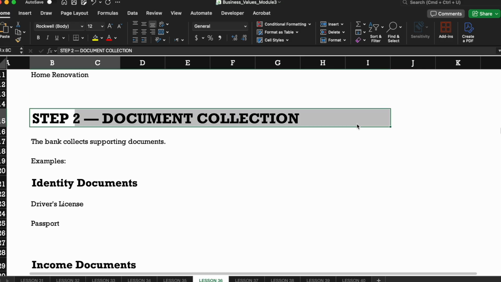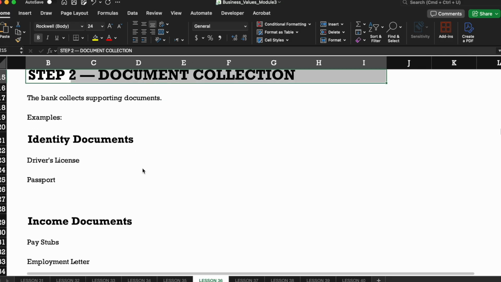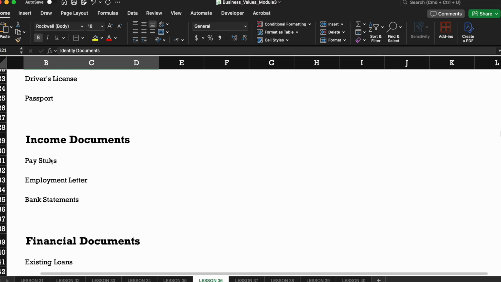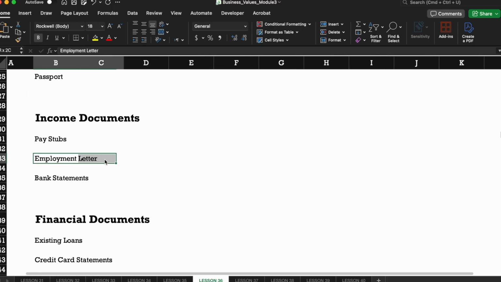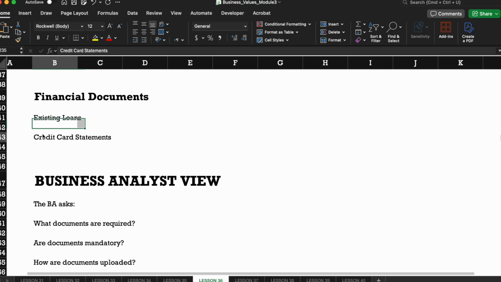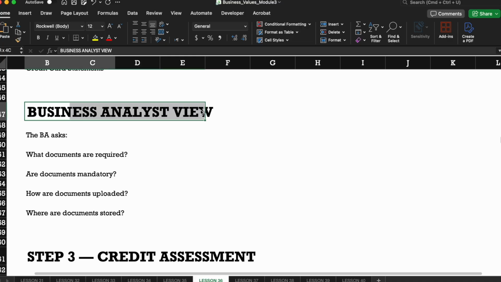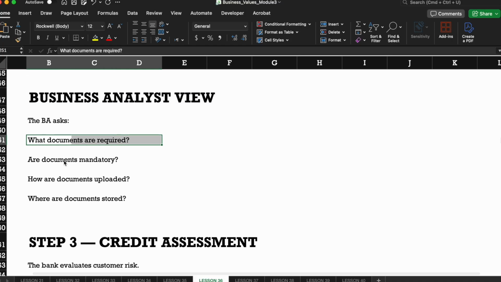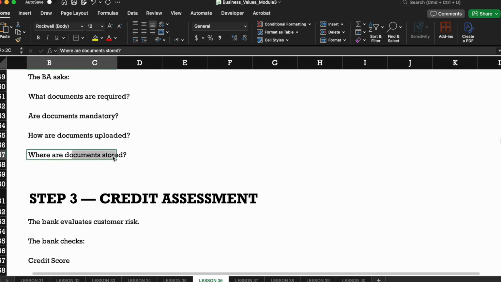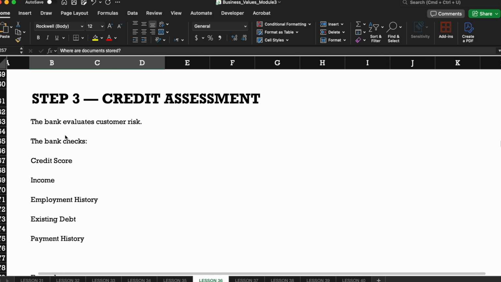Step number 2: document collection. The bank collects supporting documents, for example identity documents such as driver license and passport, income documents such as pay stub and employment letter, bank statements, and financial documents such as existing loans and credit card statements. Business analysts ask: what documents are required, are documents mandatory, how are documents uploaded, where are documents stored?